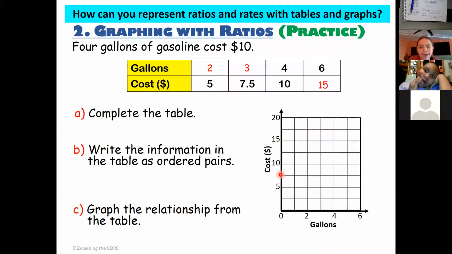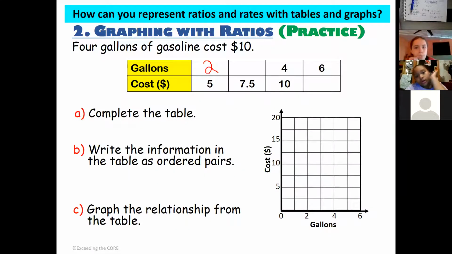So let's try this one. I do not have much information at the beginning of this chart, but I do have a complete ratio right here. So this is saying for every 4 gallons of gas, it costs me $10. Now, can I go from 10 to 5? Yes, I can. It's half, right? So that means I can go from 4 to right here. What's half of 4? 2. 2, okay? So that means I could put a 2 just like that.